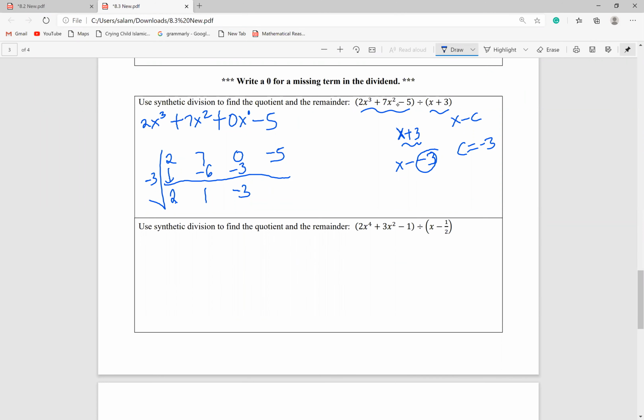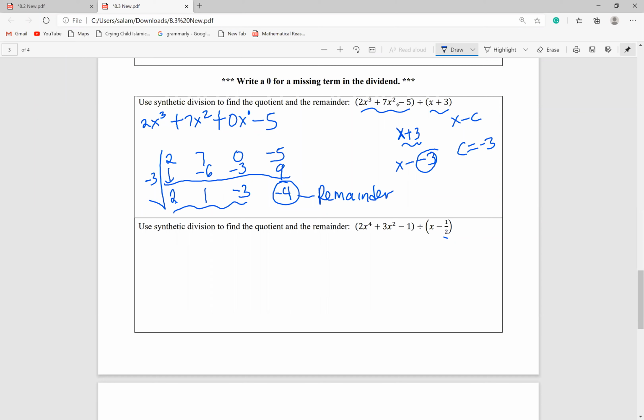Next, use this -3 to multiply your c. So -3 times -3 gives us +9. I add again: -5 plus 9, which gives me 4. According to synthetic division, the last number you have here is your remainder, and the numbers before it are the coefficients of your quotient.